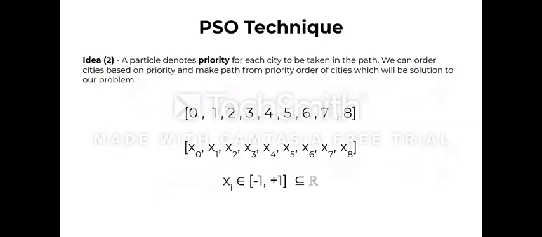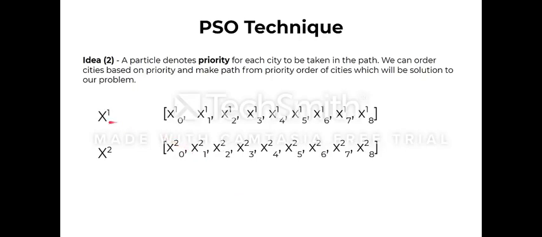Let us have a look at the second idea. A particle denotes a priority for each city to be taken in the path. We can order the cities based on the priority and make a path from the priority order of cities, which will be the solution to our problem. That is, each particle is a vector like this. For the ith city, we have xi priority. The variable xi can take value in this continuous range.